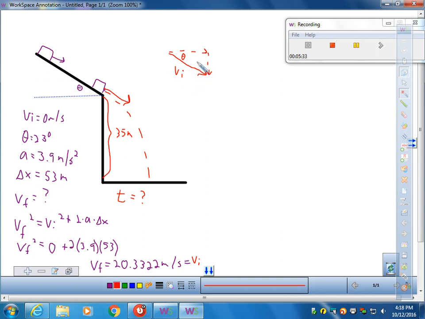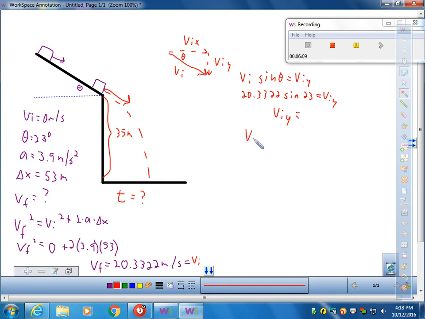So that's VI, and there's my angle, and I'm going to need to use sine and cosine and break that up into VIX and VIY. And so in doing that, VI times sine theta will equal VIY. In other words, 20.3322 times sine 23 will equal VIY. And I'll get a value for that in just a moment.